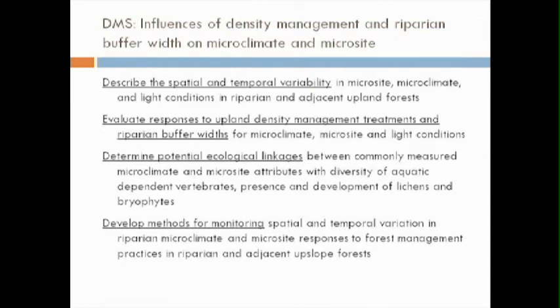So our purpose behind undertaking the microclimate and microsite component of this study was to describe some of the spatial and temporal variability, to evaluate the responses to upland density management treatments and riparian buffer widths, and to determine potential ecological linkages between these measured changes in microclimate and microsite attributes, and the diversity of aquatic and dependent vertebrates and other lichens and bryophytes and other elements of diversity. And then also to develop some methods for monitoring spatial and temporal variation in riparian microclimates.